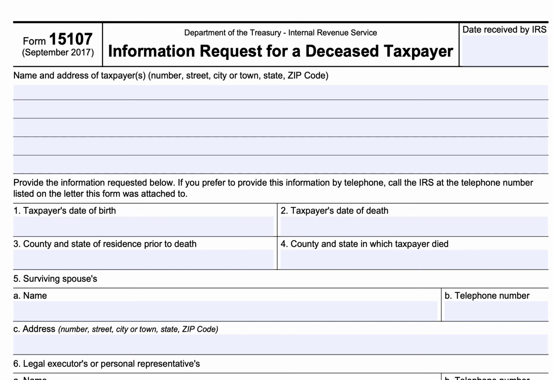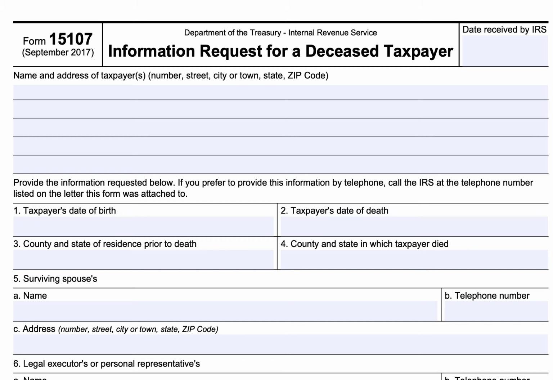Request for a deceased taxpayer. So generally, when the IRS is notified of a deceased taxpayer, they may take certain steps to try and get information relevant to that taxpayer's account. For example, if they were owed a tax refund, the IRS will want to know where that tax refund should go.